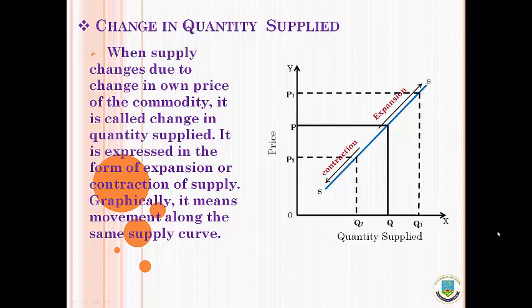So the reason why supply changes in this change in quantity supplied is because of change in the price of the commodity. When supply rises with a rise in price, it is called expansion of supply. And when supply falls with a fall in price, it is called contraction of supply. Graphically, change in quantity supplied means movement along the same supply curve.